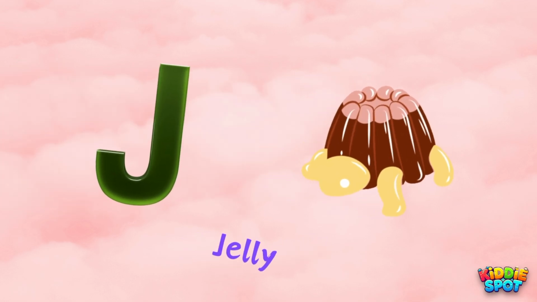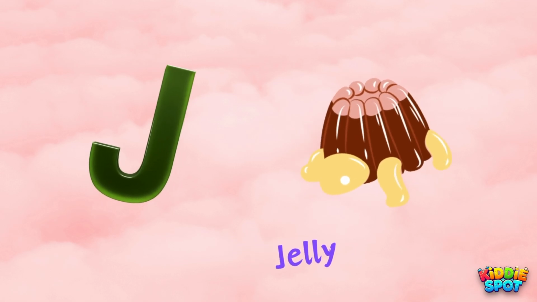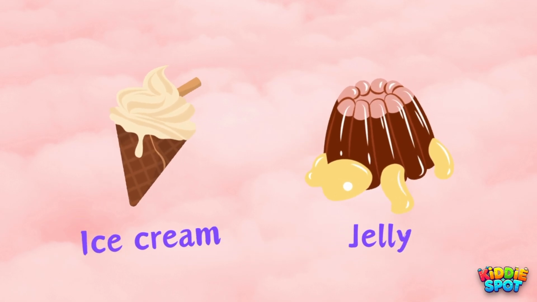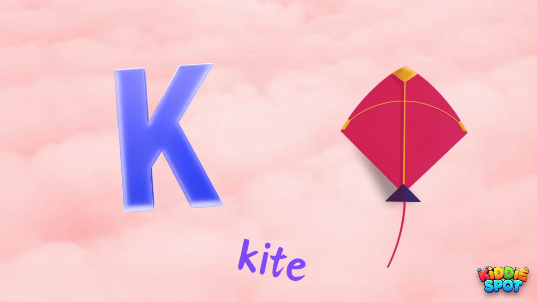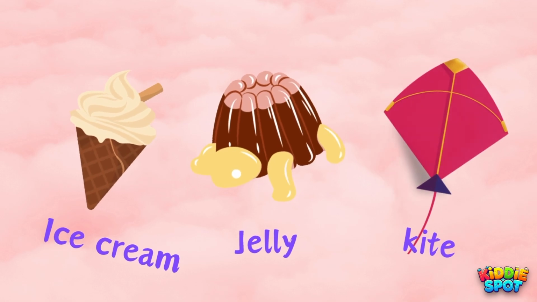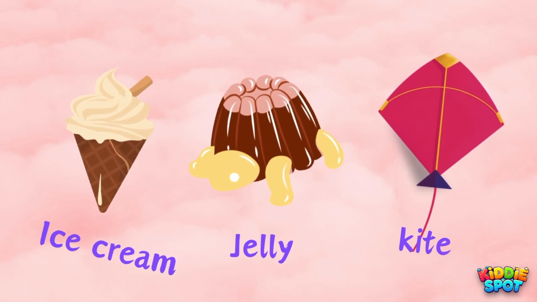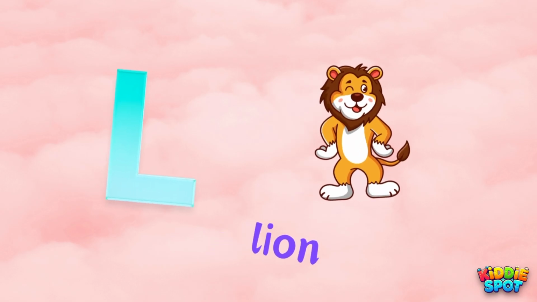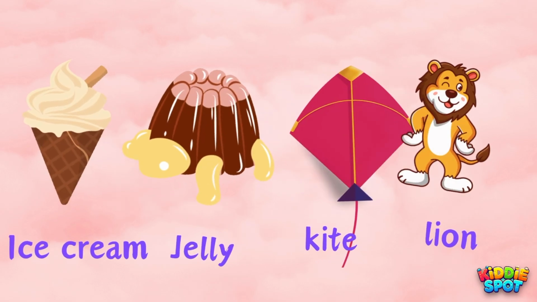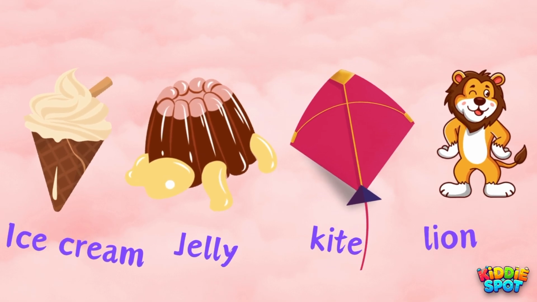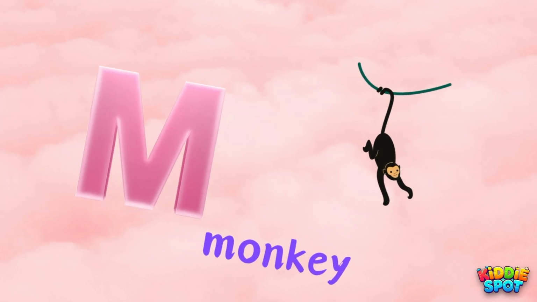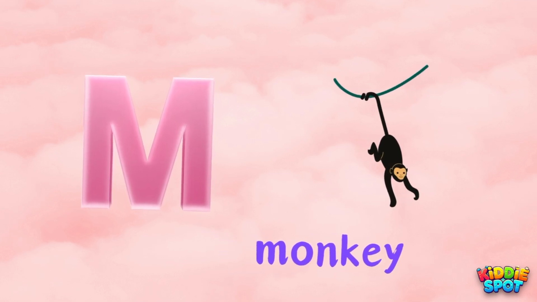J is for jelly, J, jelly. K is for kite, K, kite. L is for lion, L, lion. M is for monkey, monkey.